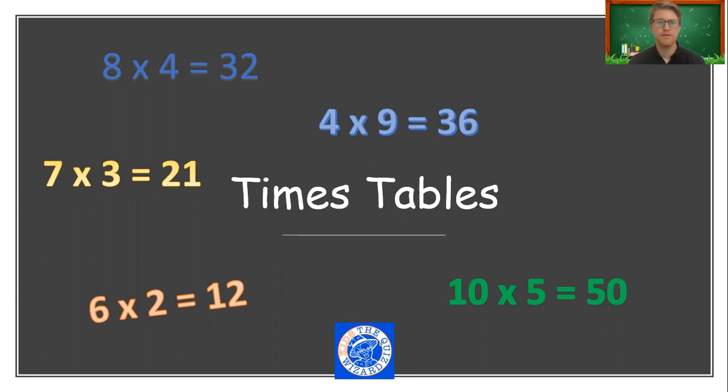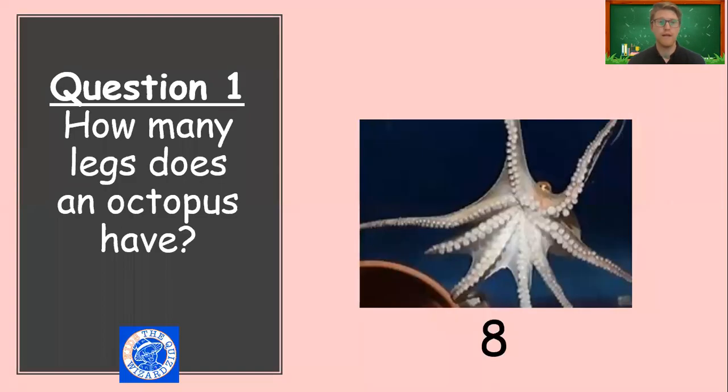So I'm going to go through the answers now, and when I do that, I'm going to give you some suggestions of some things that you could maybe go and look at home today. Let's see how many we get. So question 1, how many legs does an octopus have? They have 8 legs. Think about shape as well. Oct means 8.